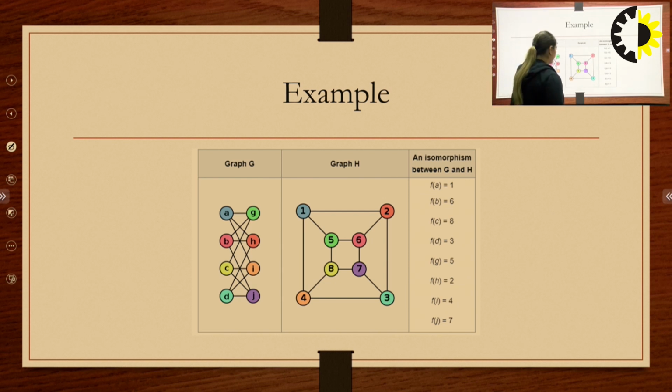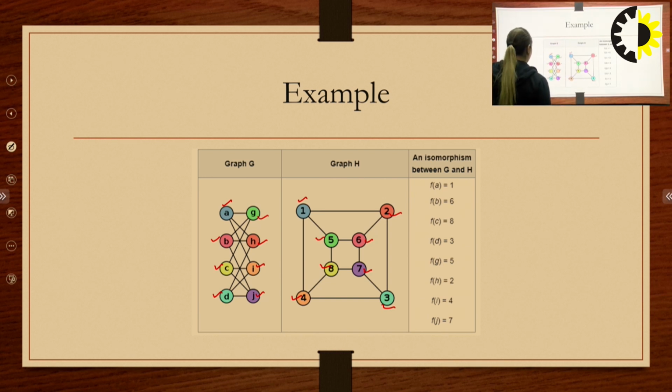Let's take another example. Again, we have to do the same thing. For this, you can try any combination and then check every vertex whether the connections are the same or not. See here, A is mapped to 1, B is mapped to 6, C is mapped to 8, D is mapped to 3, J is mapped to 7, I is mapped to 4, H is mapped to 2, and G is mapped to 5, right?